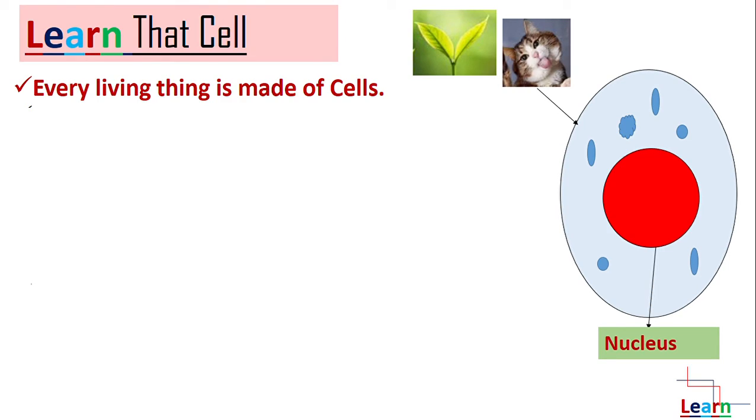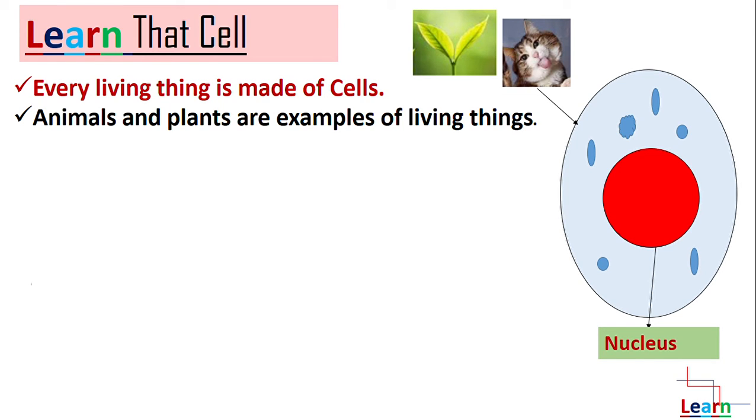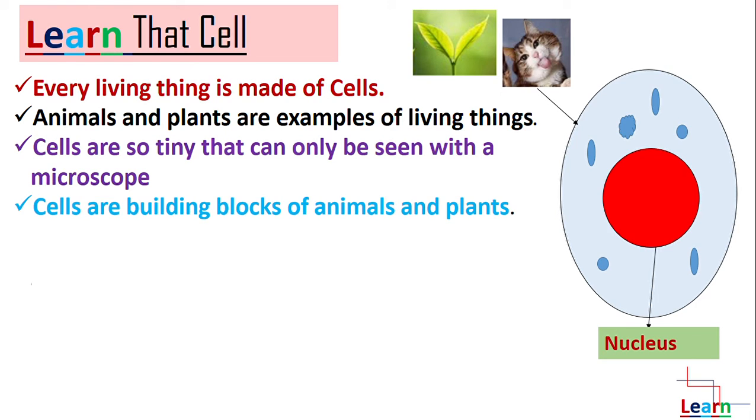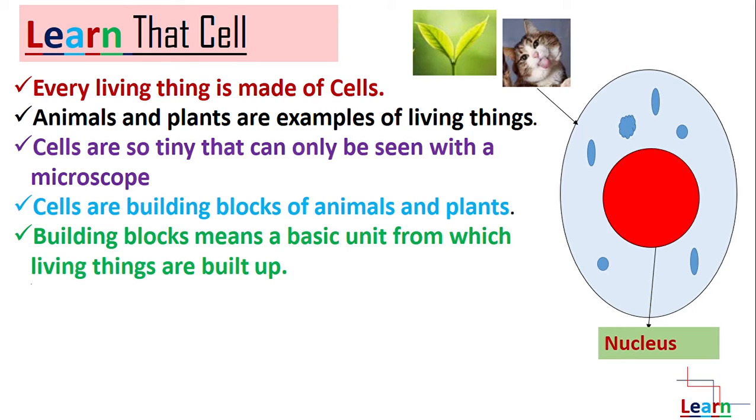Cell. Every living thing is made of cells. Animals and plants are examples of living things. Cells are so tiny that they can only be seen with a microscope. Cells are building blocks of an animal and plant. Building blocks mean a basic unit from which living things are built up from.